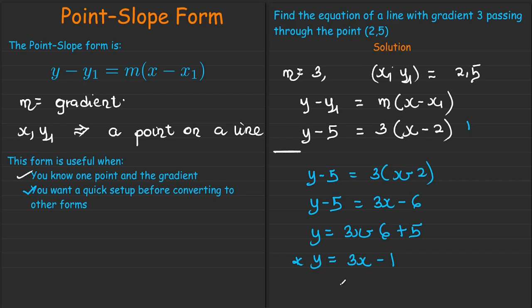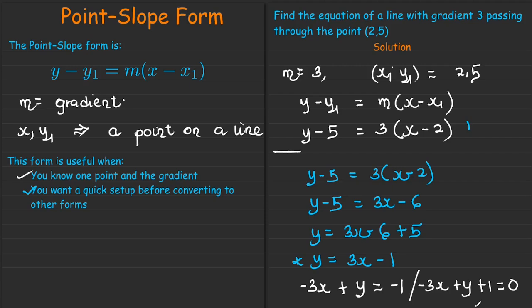I wouldn't explain, but if you were to write it in the standard form, then it would have been negative 3x plus y equals negative 1, or negative 3x plus y plus 1 is equal to 0. That is writing it in the standard form. These are the three main forms of writing the equation of a line.